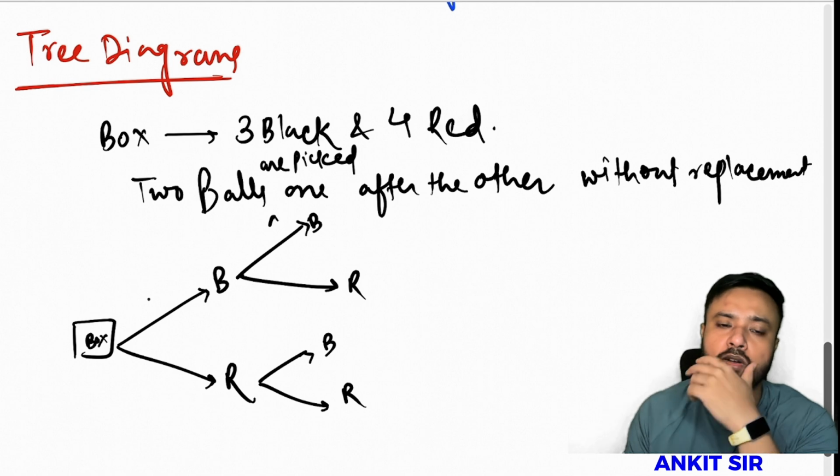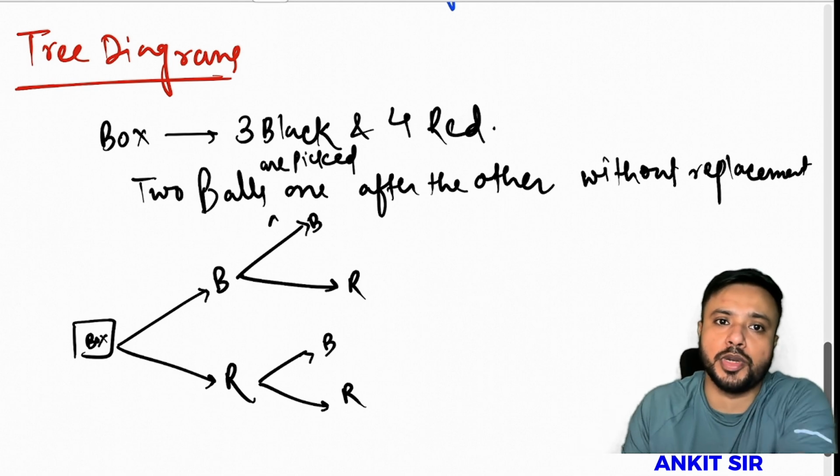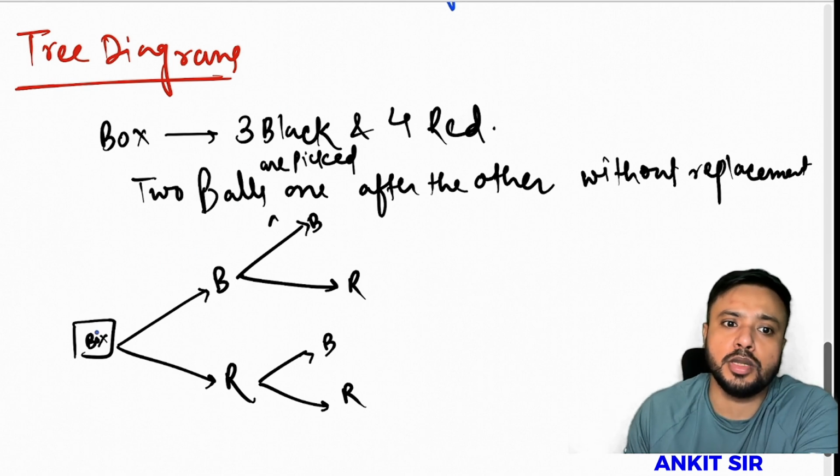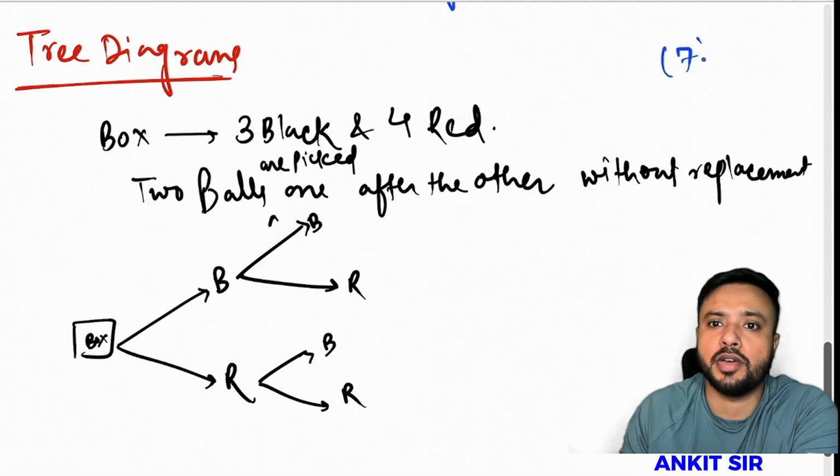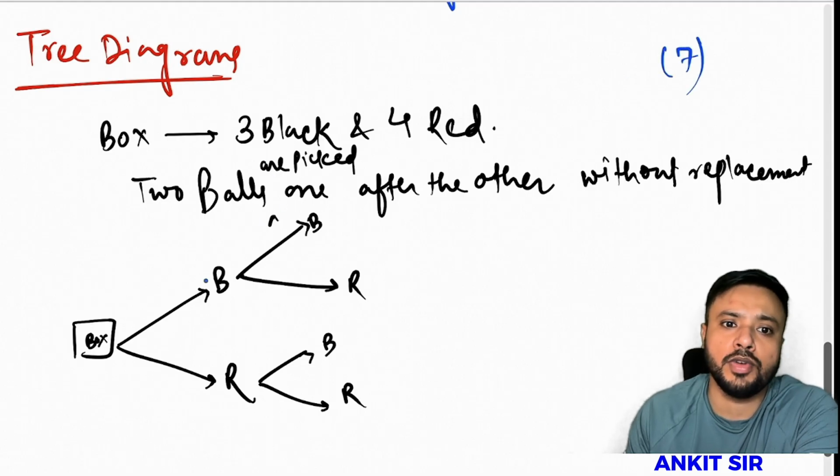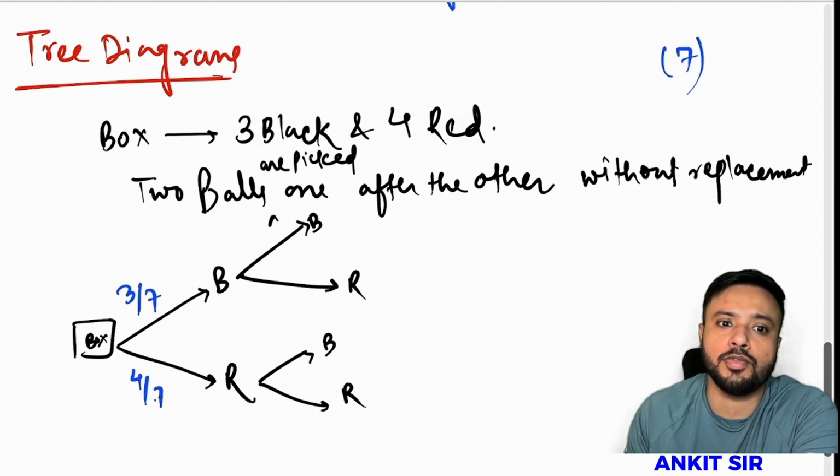And now we will write the individual probabilities over each branch, guys. So please understand here. Inside the box, we have a total number of 7 balls. Right now we are picking the black ball. Let's say my first pick is black. So the probability would be 3 by 7. And if it is red, then it's going to be 4 by 7.